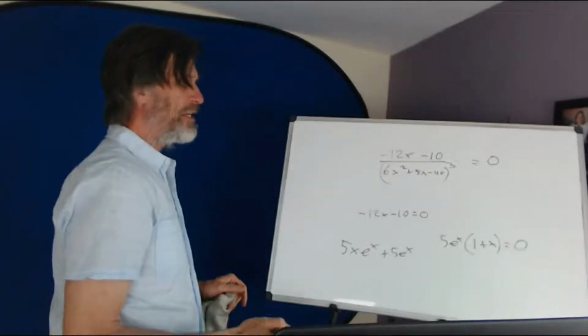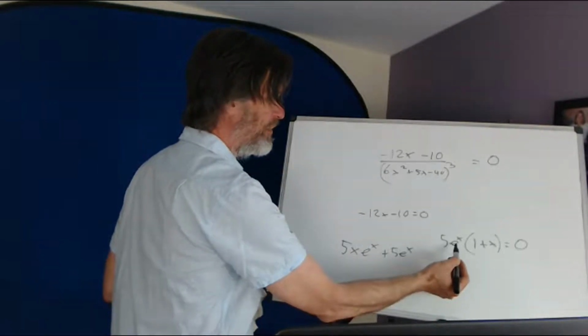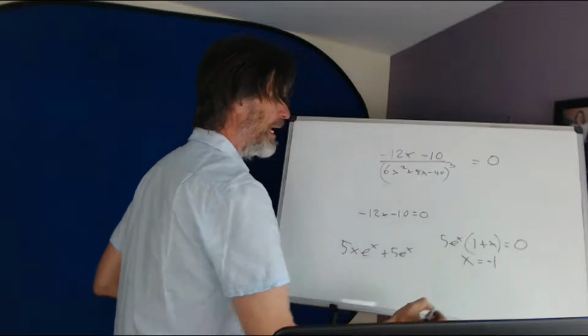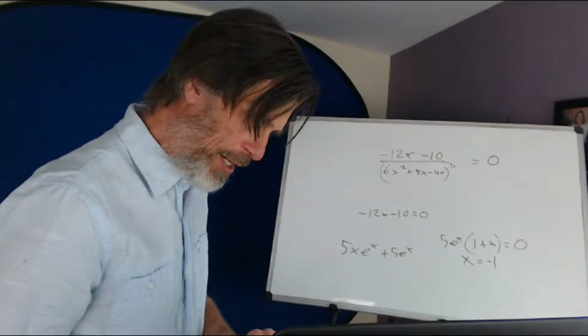Now I'm going to ask when each of these factors is 0. 5 is never 0. E to the x is never 0. That's equal to 0 when x is negative 1.